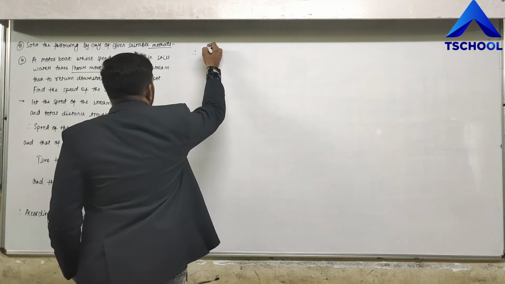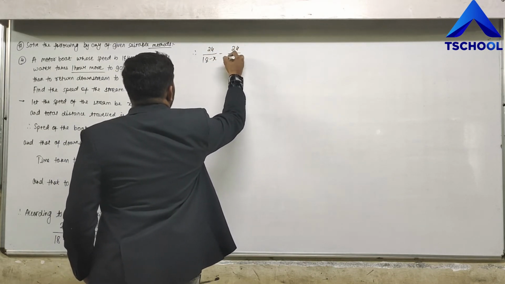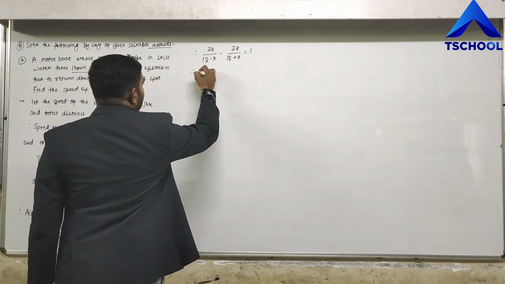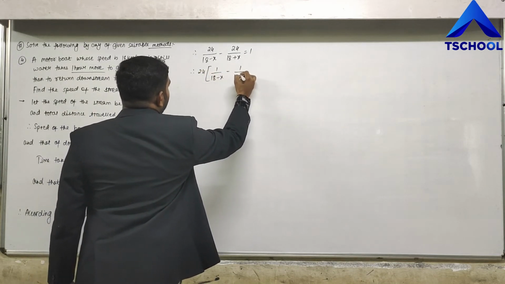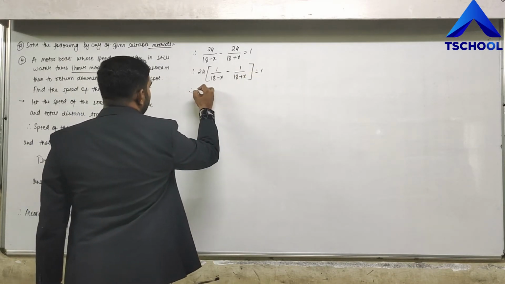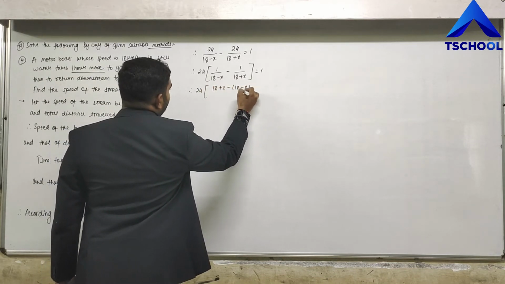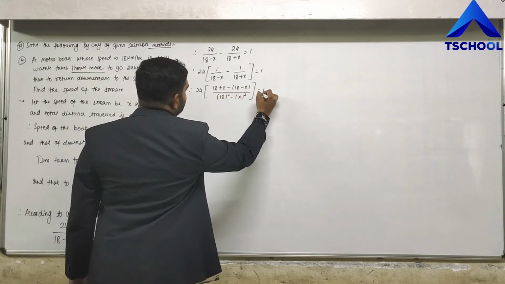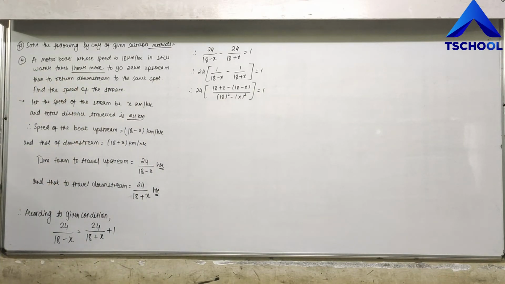Simplifying it, we get 24 upon 18 minus x minus 24 upon 18 plus x equals 1. Therefore we can take out 24 common, that is 1 upon 18 minus x minus 1 upon 18 plus x is equal to 1. Cross multiplying, now that becomes our simplest method, that is 18 plus x minus 18 minus x upon 18 square minus x square is equal to 1, right? Note that, friends, in the denominator we will be having 18 minus x into 18 plus x.